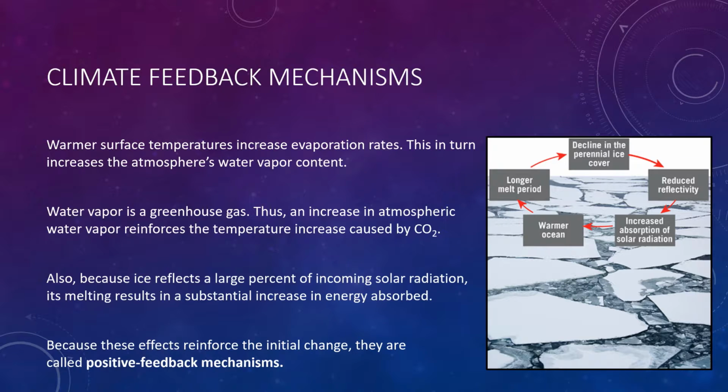The climate feedback mechanisms just described magnify the temperature rise caused by the buildup of carbon dioxide. Because these effects reinforce the initial change, they are called positive feedback mechanisms. Conversely, negative feedback mechanisms produce results that are just the opposite of the initial change and tend to offset it.